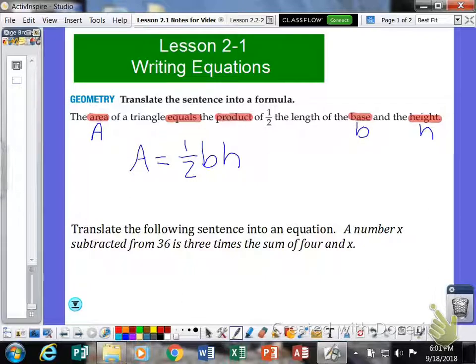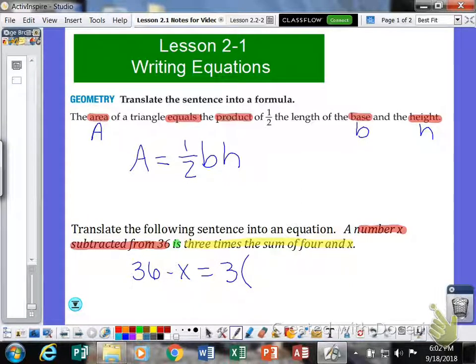So translate the following sentence into an equation. A number x subtracted from 36. So a number x subtracted from 36 is being the key word there. That's important. Is means equals. And then our second part, 3 times the sum of 4 and x. So the first part would be a number x subtracted from 36 is 3 times the sum.